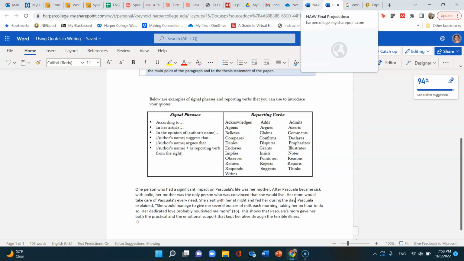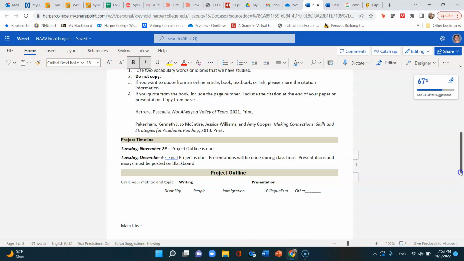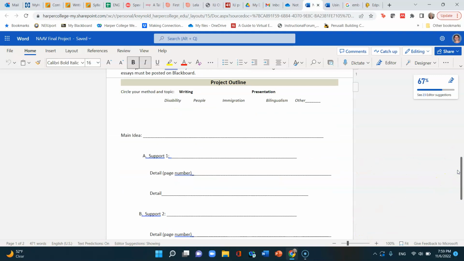Okay, so to begin working on your final project, you are going to need to prepare an outline, and the outline is going to be due November 29th, so you have time. And the final project itself is due December 6th, so you also have time for that. Maybe you have done an outline in writing class before. The outline is the skeleton, okay? Just the basics of the essay or project presentation that you are working on.